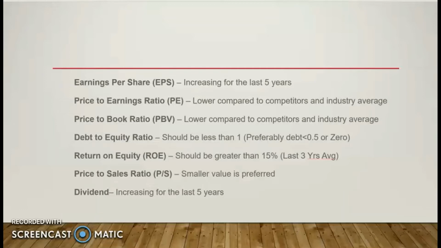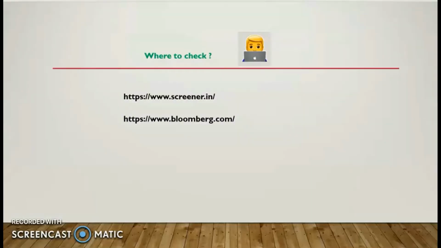Check whether earnings per share have increased over the last 5 years. Note down these values and check them. Also check whether the dividend has increased for the last 5 years. Where do you check these factors? Generally I use Screener and Bloomberg. You can go through these websites and filter.